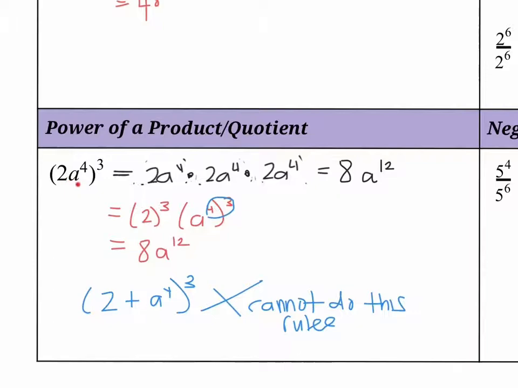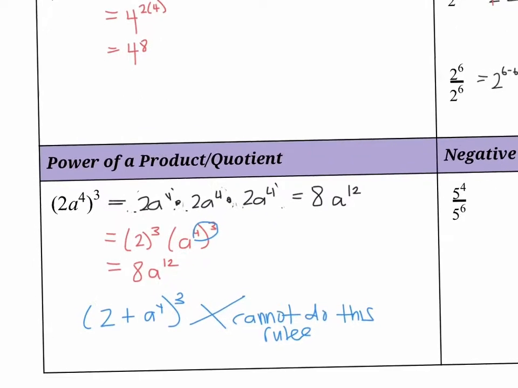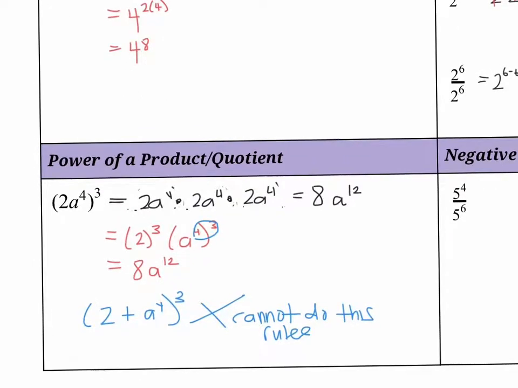So this only applies to a product or a quotient. It could work for something like this. If we have 2 over a to the power of 4, that's fine too. So it can work for a product or a quotient, not addition and subtraction.